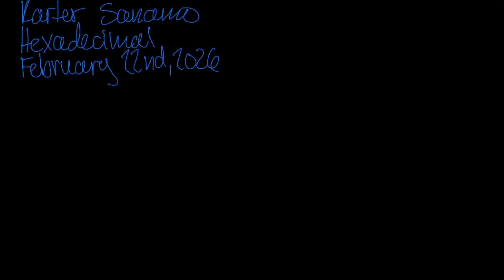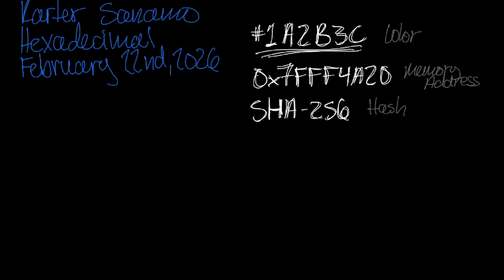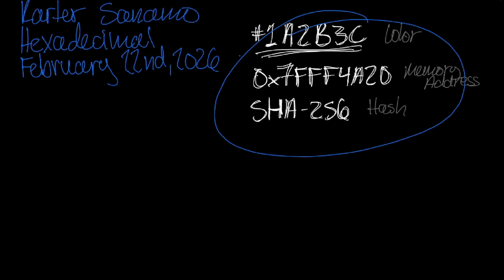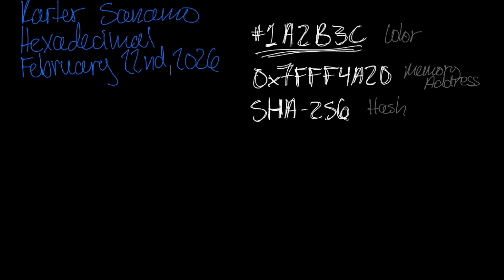If you've spent any time around code, you've seen hexadecimal without necessarily knowing that's what it was. The color #1A2B3C in a CSS file, or the memory address 0x7FFF4A20 in a debugger, or even the SHA256 hash that looks like random gibberish after you downloaded a file, all of that is actually done in hex. This video is about what hexadecimal actually is, why it exists, and why programmers reach for it constantly.